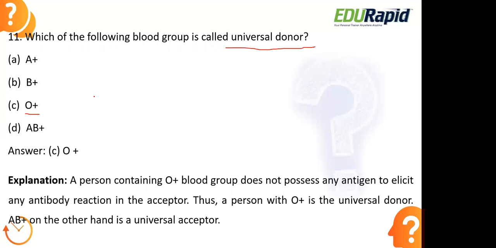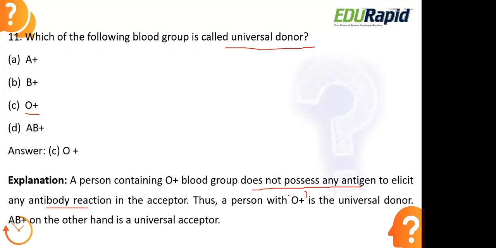With different blood groups, a person with O positive blood group doesn't possess any antigen in their blood, the antigens which can usually elicit antibody reactions in the acceptor. For example, if I am accepting blood from an O positive person, this O positive blood doesn't contain any antigen that can elicit the antibody present in my body. So they usually don't react with each other. There will be no opposite reaction in my body, so I can receive this O positive blood.